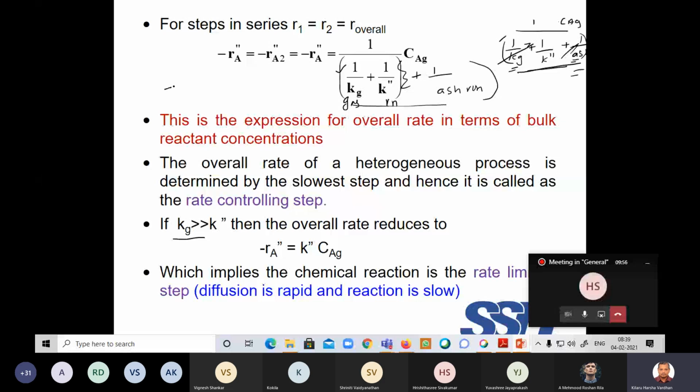Now we got minus rA is k into CA. This is for a homogeneous reaction, and minus rA is k dash, some k. This entire thing, let it be k dash into CA. This is the rate we are writing in terms of k dash or k. Here it is only a temperature dependent term or kinetic dependent term. Therefore, the rate whatever you are getting is called the intrinsic rate.